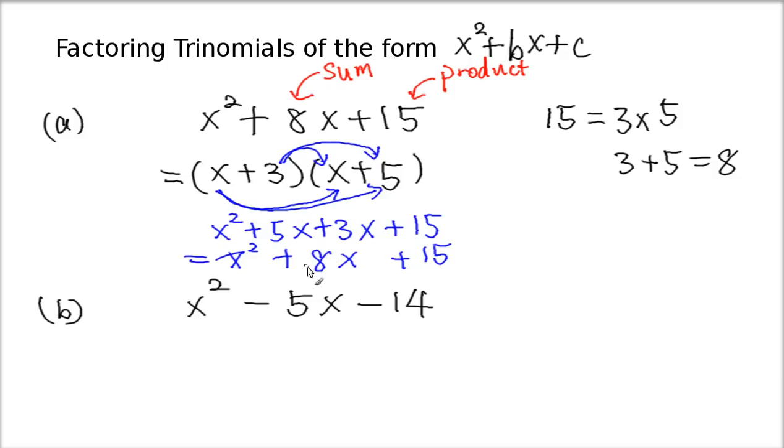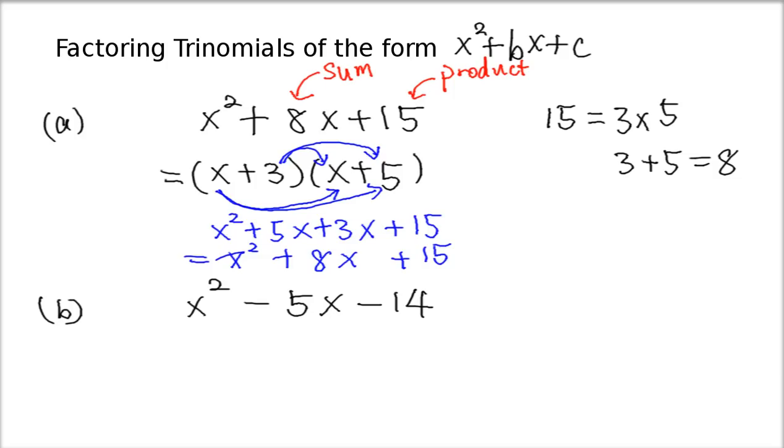So where does this 8 come from? 8 came from 5 plus 3, and those were the numbers here and here. And 15 came from 3 times 5. So this is the sum of the two numbers, and this is the product of two numbers. And that's why we had to find those couple of numbers whose sum equals the number in the middle and whose product equals the number at the end.